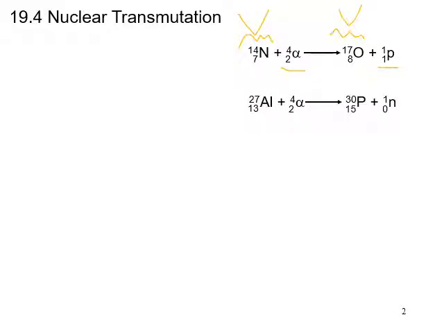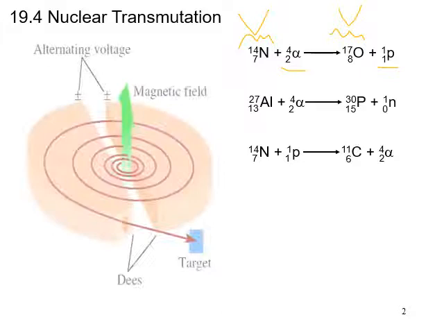So when you do fun sheet question number 1, you're asked, is this a transmutation reaction? If you see this sort of template, then yes, it is. Here's another example of nitrogen 14 going to carbon 11.